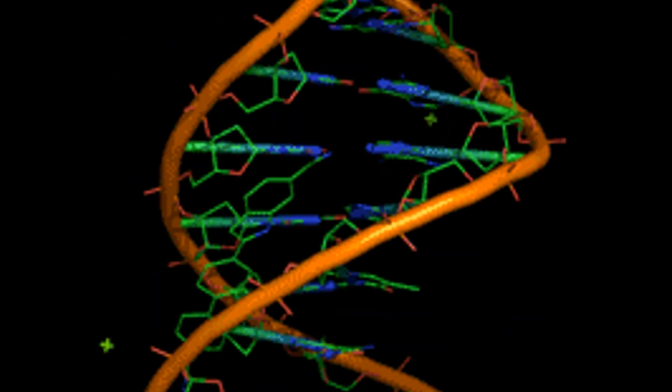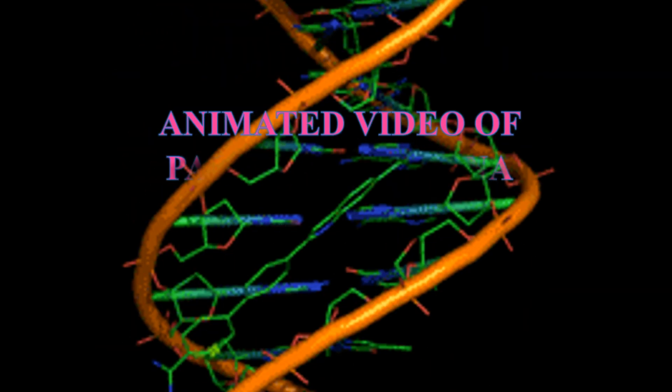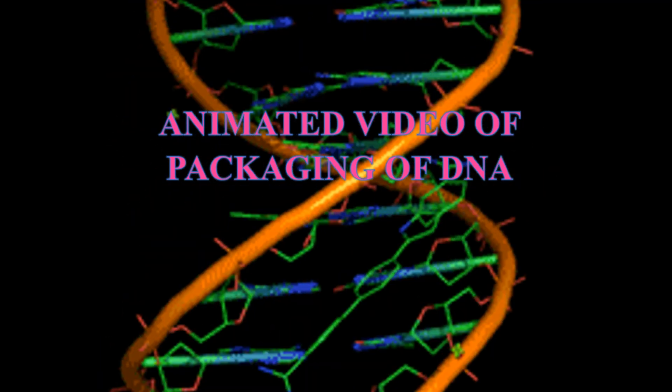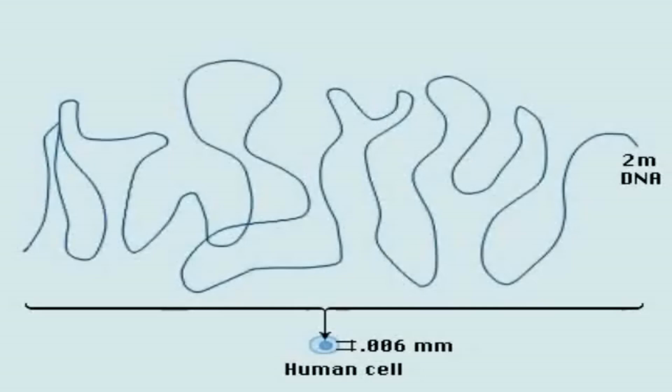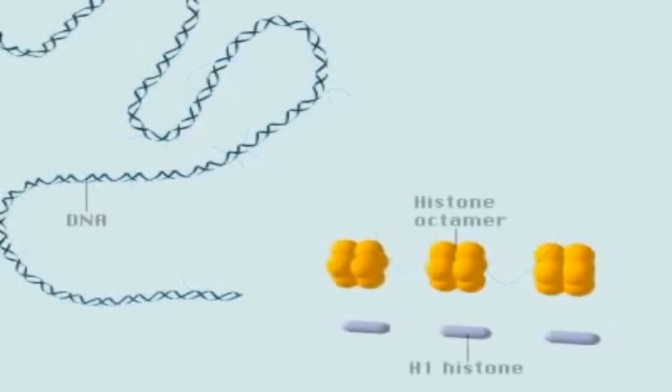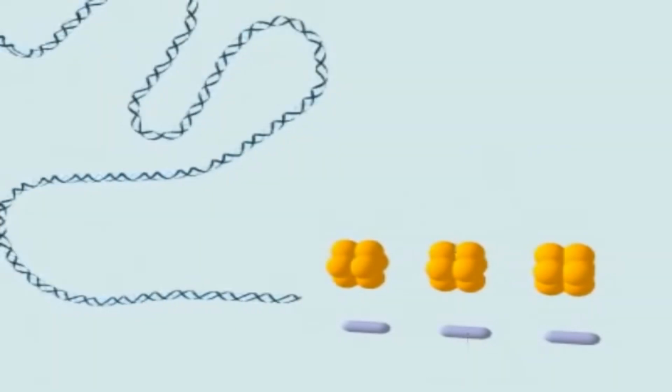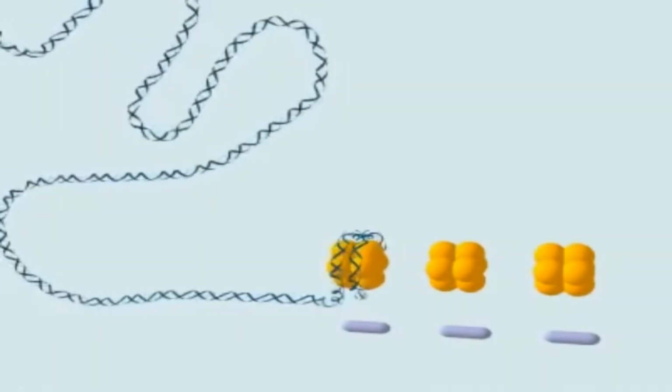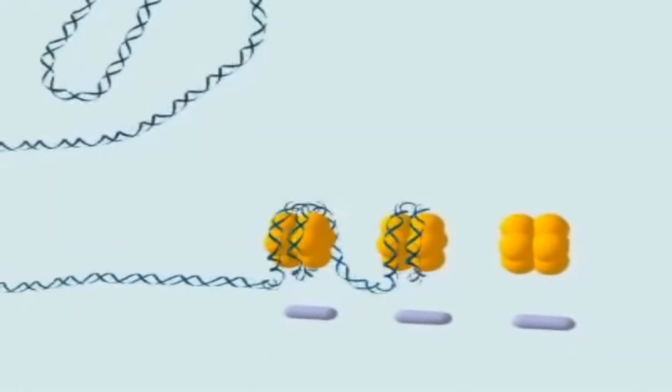Let us now watch a small animated video of packaging of DNA. The length of DNA in a typical human cell is 2 meters, but the dimension of the nucleus is 0.006 mm. The length of the DNA is more than the dimension of the nucleus. Hence, the DNA is packed with the help of positively charged proteins called histone octamers. Negatively charged DNA is wrapped around the positively charged histone octamer.